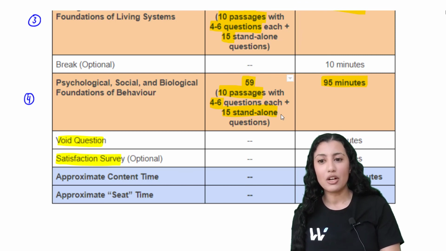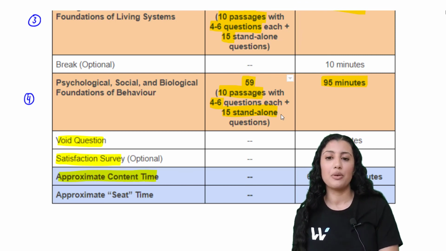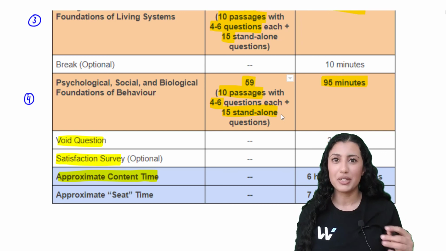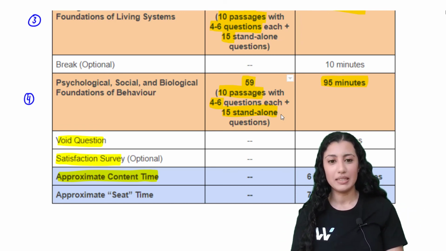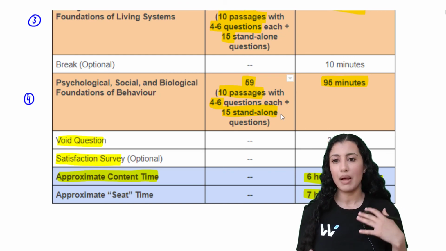So the approximate content time, the actual time that you're actually selecting options, reading passages, that high tension time, is 6 hours, 15 minutes. But the total test time is 7 hours, 30 minutes, because it includes all those breaks and the introduction time and that end time.